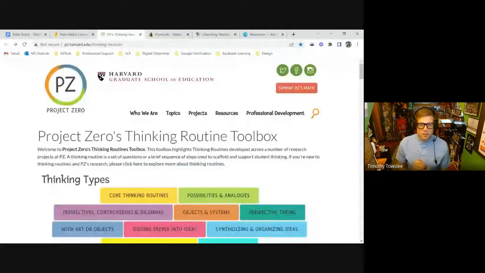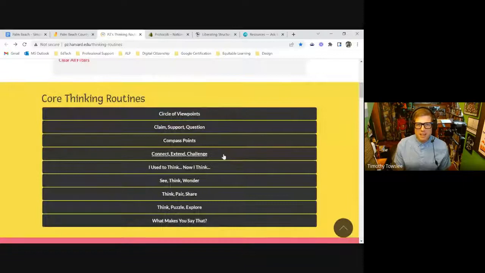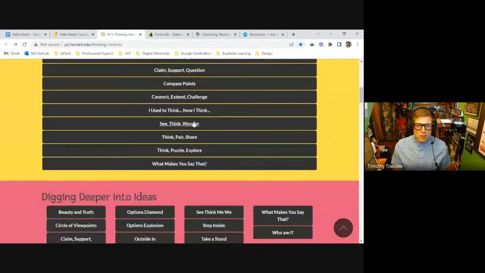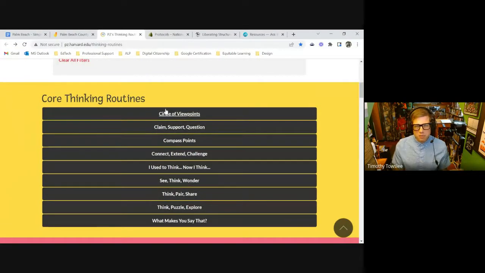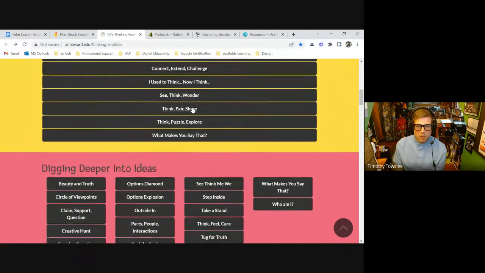Okay, here we are. So Project Zero's Thinking Routine Toolbox has lots and lots of ways of exploring ideas. And any one of these tools could be applied in just about any situation that arises in the classroom. It just gives us really simple, almost like sentence starters to think about different ideas, and it can be applied, like I said, just about anywhere. So we've got some core thinking routines, and we're going to practice with one of these in a little bit.